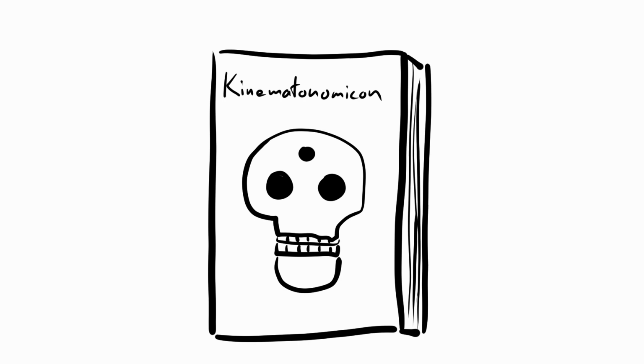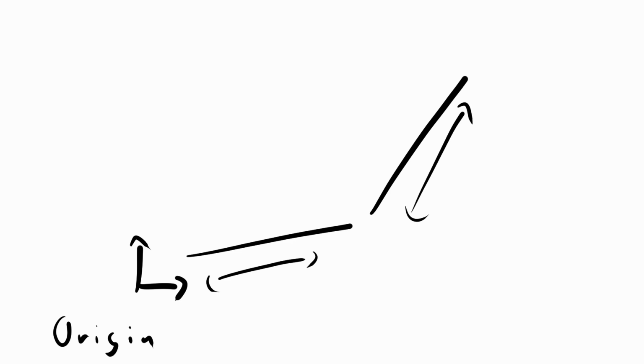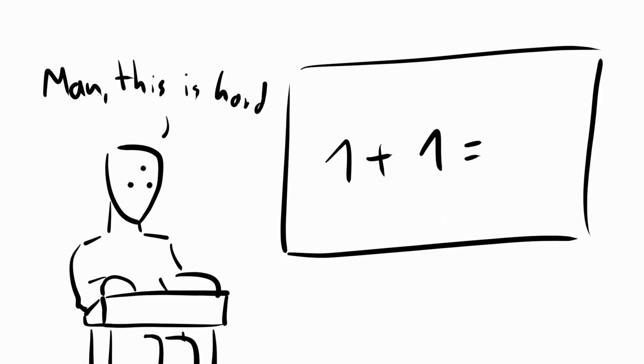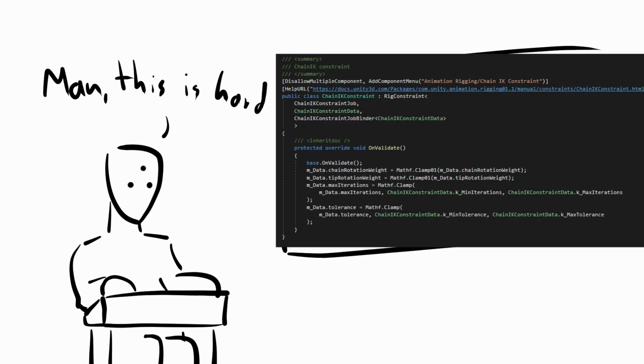IK is math magic, kinda. You get your origin, you get the length of your limbs, and you get a goal point, or whatever you want to call it, and somehow it figures that out. Just does it. Just makes it work. I have no idea how that works. I tried looking at the code that I'm using. I did not understand any of it.